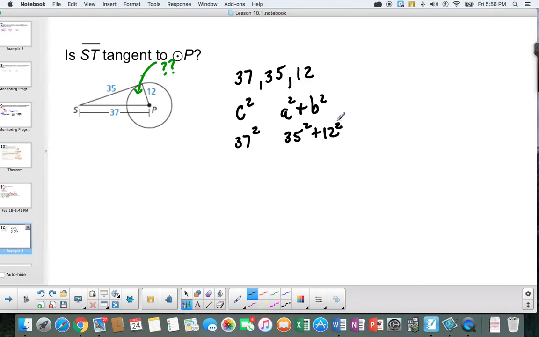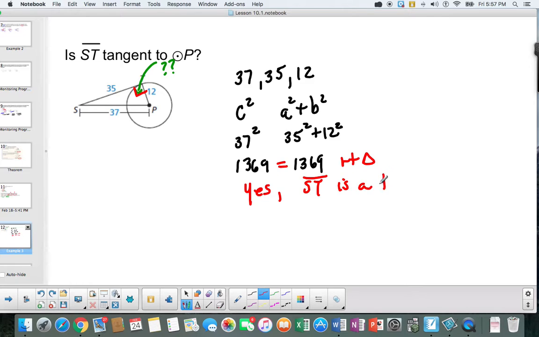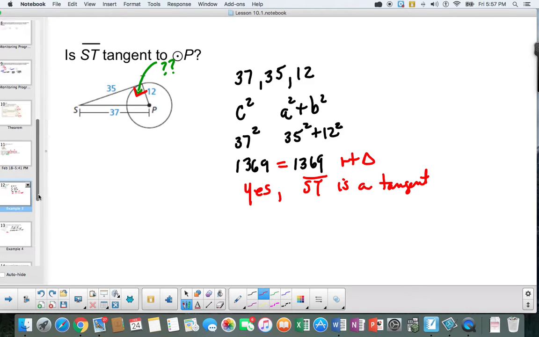So I'm going to use my calculator to figure out what 37 squared is. That answer is 1,369. And when I go in my calculator, I'm going to get the same value. So this tells me they are equal. When this is equal, I know I have a right triangle. So this is a right angle. And so now I can answer the question, yes, ST is a tangent. The only way it could be a tangent is if it were perpendicular to the radius.